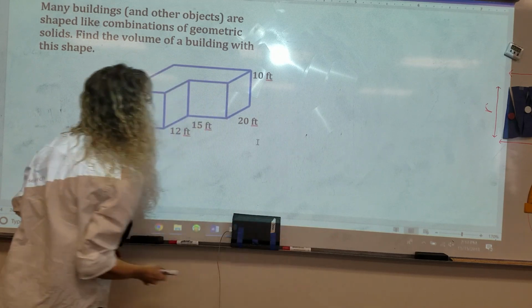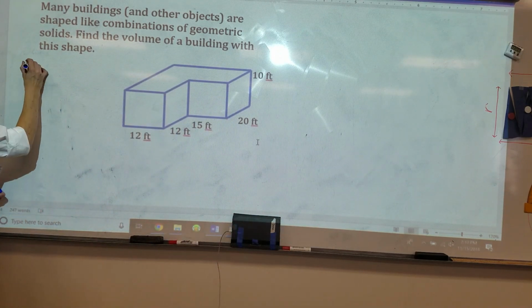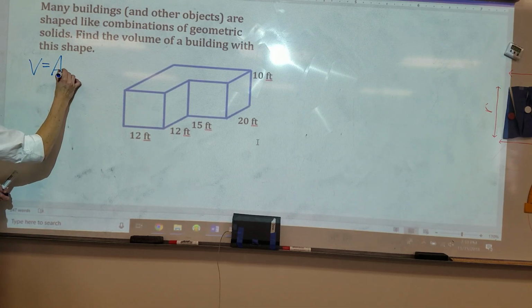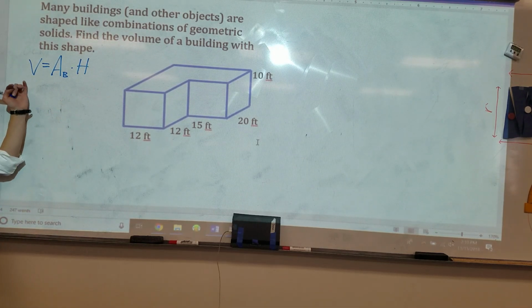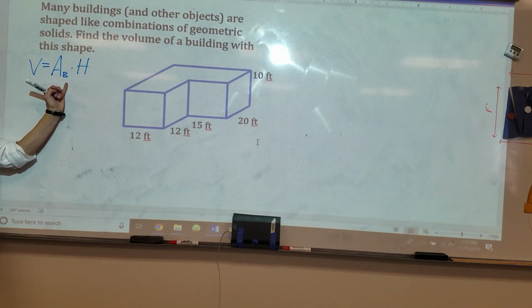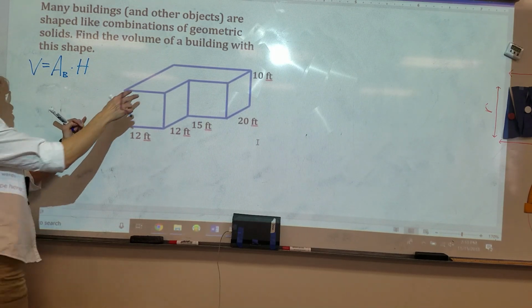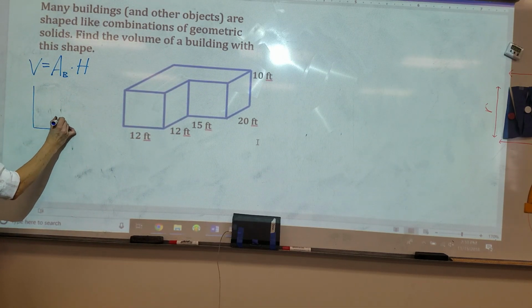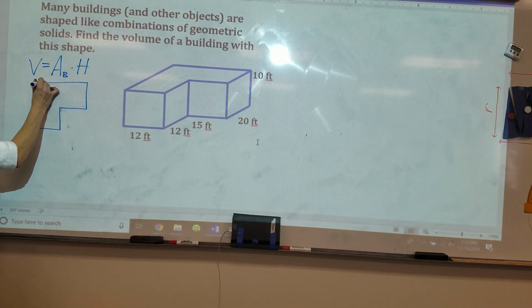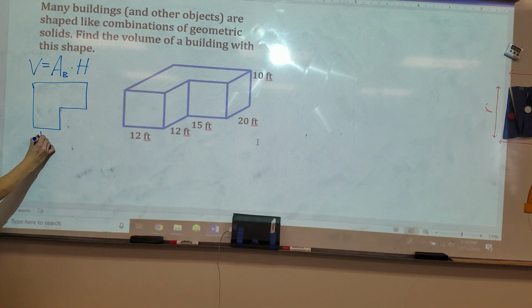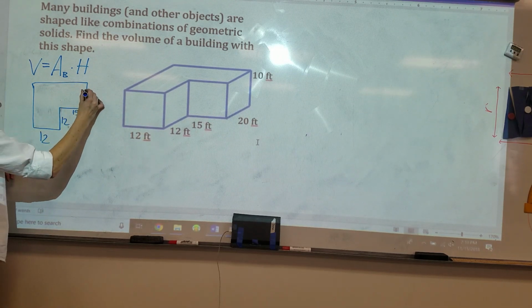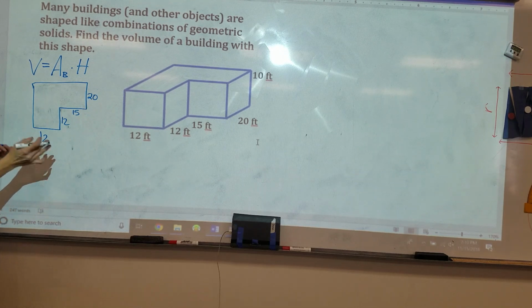So, let's see if I've got a better marker. First of all, volume of any prism: area of the base times height. What is the volume equal to? Get ready. Area of the base times height. Well, let's just call this L shape my base. I'm going to redraw it as an L and label it up. This side's 12, this side's 12, and remember yesterday we talked about that top view? This side's 20. See how I've taken it and I'm looking straight down on it now?